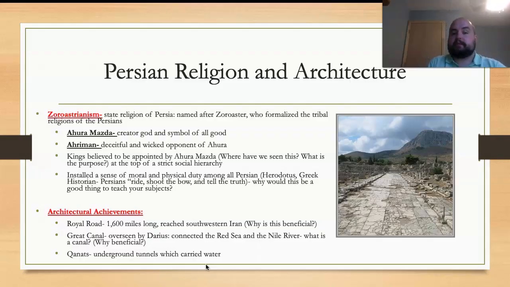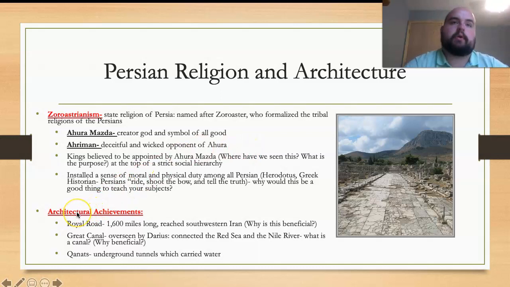A little bit about their religion. It is worth mentioning that they created a religion called Zoroastrianism, which was named after Zoroaster, who formalized their tribal religions. They believed in Ahura Mazda, who was their creator god and symbol of all good. He was opposed by Ahriman, who was the deceitful and wicked opponent of Ahura. Kings were believed to have been appointed by Ahura Mazda in order to be the top of the strict social hierarchy and protect the people. Again, using your ties to the gods in order to inspire loyalty.